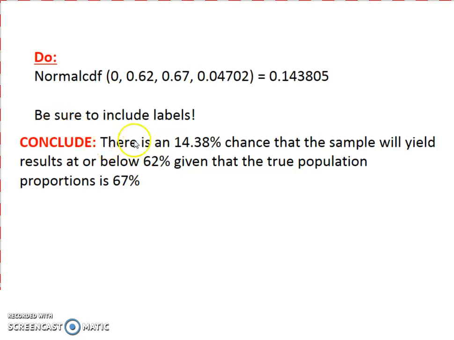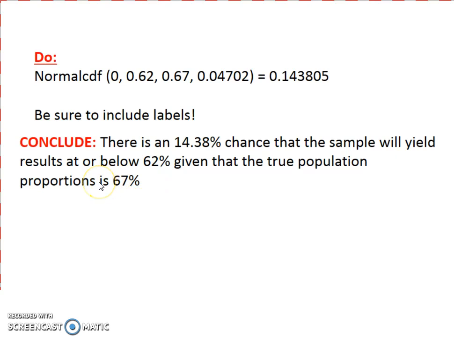Make sure you're including your labels. So what should I write above this? Min, max, mean, standard deviation. And when we do that, we get a value of 0.1438. That is your probability. That's your percentage. So write your conclusion statement. There is a 14.38% chance that the sample will yield results at or below 62%, given that the true population proportion is 67%.